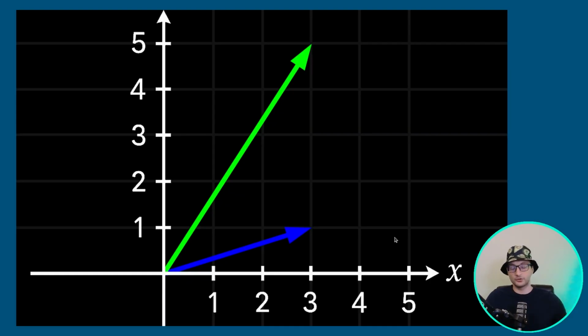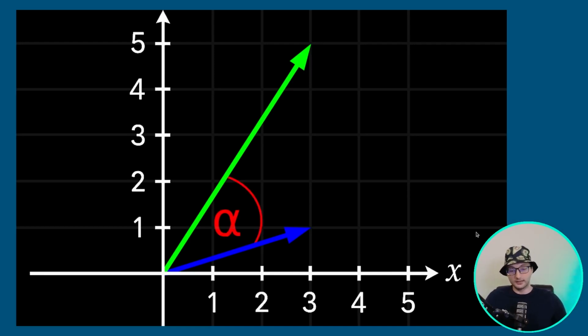Let me show you an example. So let's say we are working with these two vectors. We have a green vector, a blue vector, and we are trying to figure out the cosine distance between these two vectors. And what that will calculate is the angle between these two vectors.